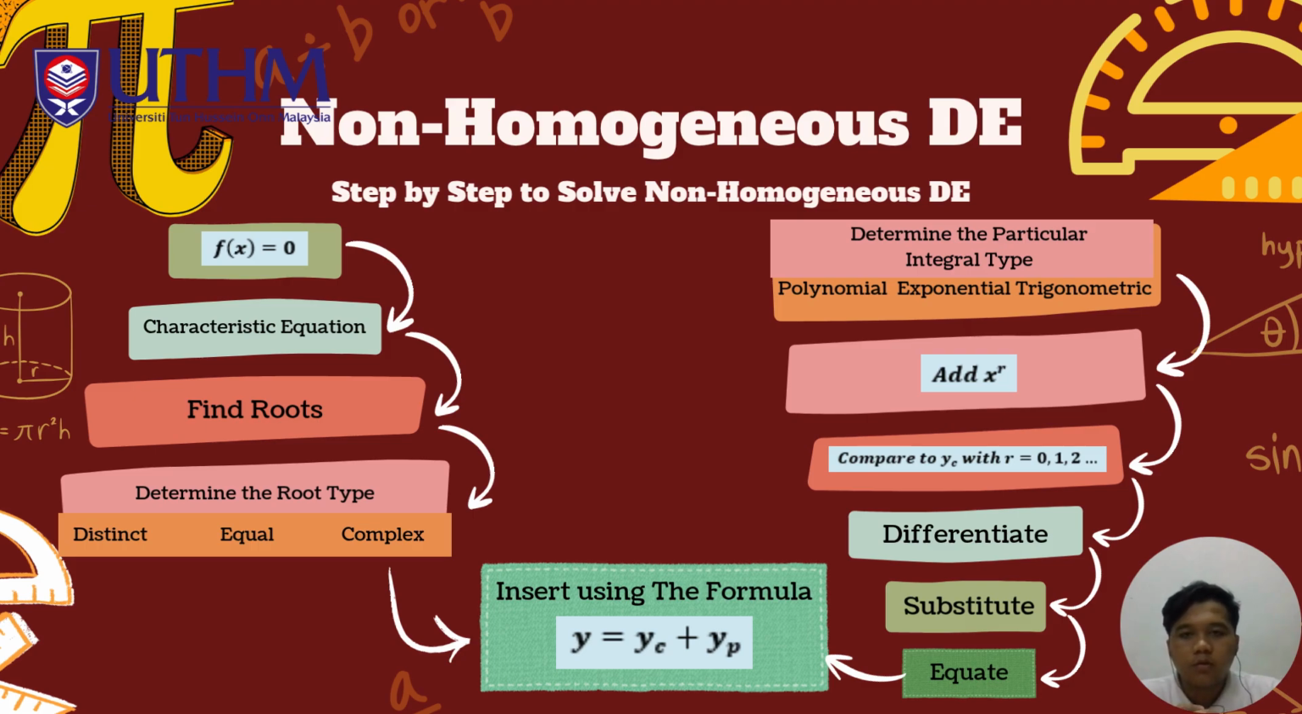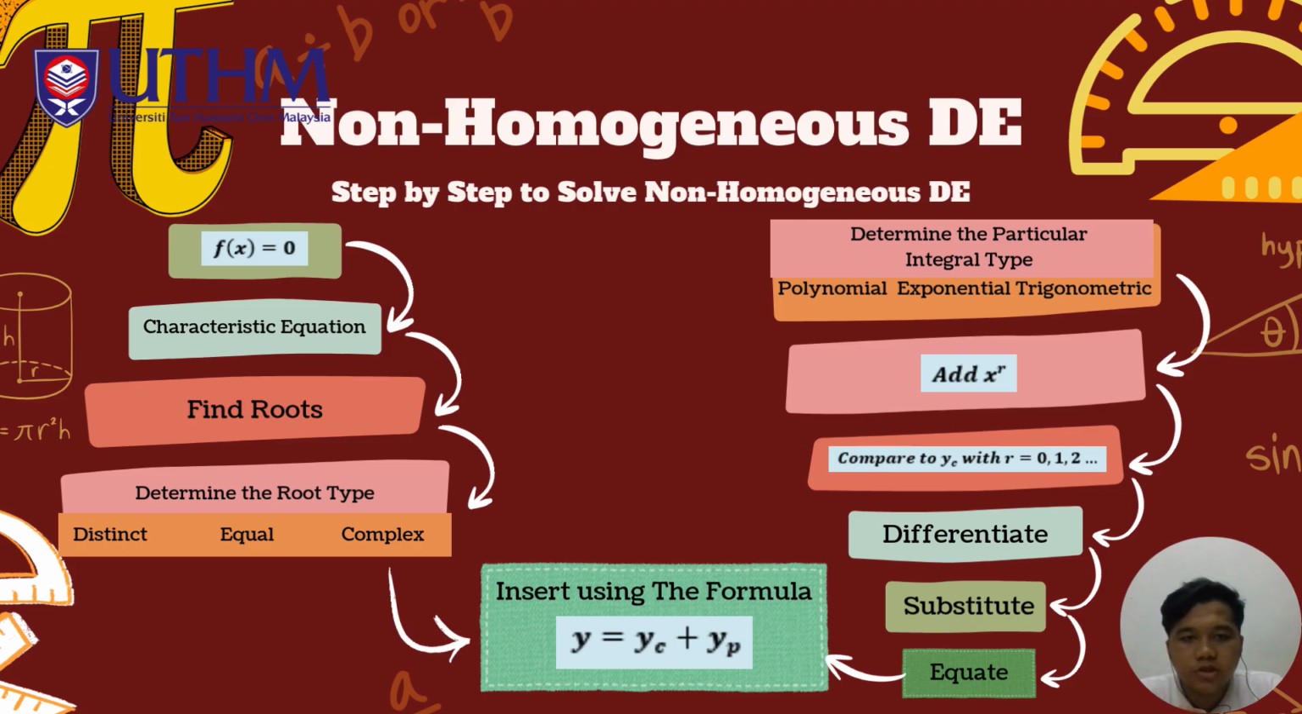After that, we find yp by determining the particular integral type. I focus on 3: polynomial, exponential, and trigonometric. After that, we need to add x to the power of r, then compare to yc, with r starting at 0. If they are the same, we change r to 1, and if the next also has the same, we change it to 2, and so on.